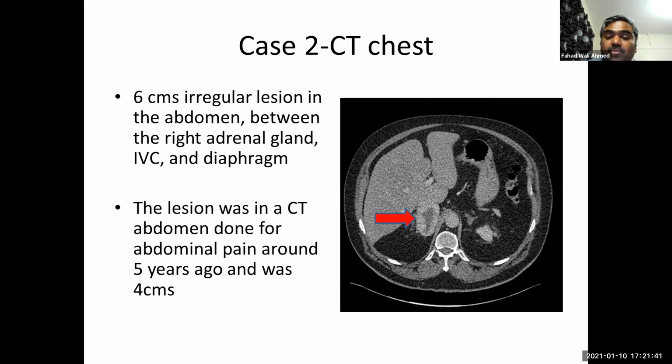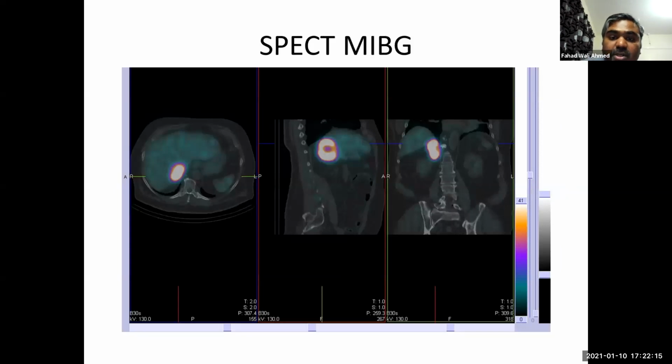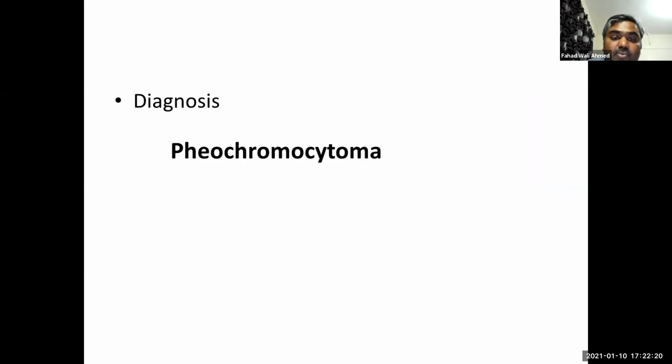Actually, this was an adrenal incidentaloma, but no action was taken at the time because everybody was very focused on the oral cancer. The patient actually had a CT abdomen done 5 years ago, and this lesion was present 5 years ago as well. The size of the lesion was 4 centimeters. The patient had a 24-hour urine collection, which showed a diagnosis of pheochromocytoma, and all other investigations were normal, like the overnight dexamethasone suppression test and renin aldosterone. We also did an MIBG scan, which confirmed that this is an MIBG-avid lesion, which is a pheochromocytoma.